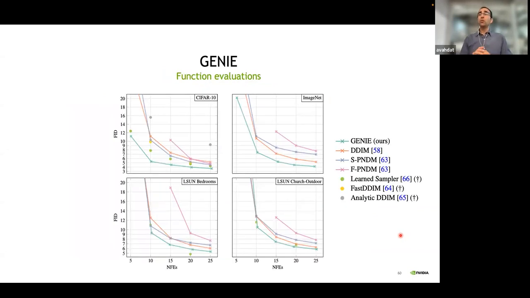If we compare Gini to other sampling techniques, again, this is FID versus the number of function calls for sampling. And you see that Gini, which is an ODE solver, compared to other ODE solvers, gets better FID most of the time with the same number of function evaluations. These are other ODE or sometimes SDE solvers that have been proposed in the literature.